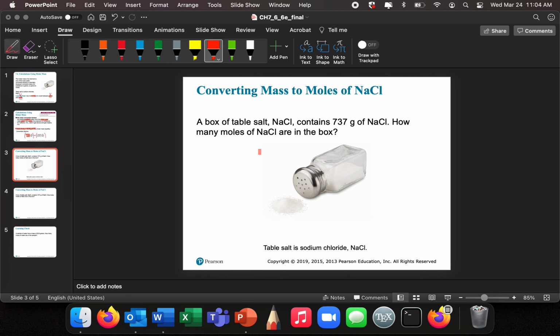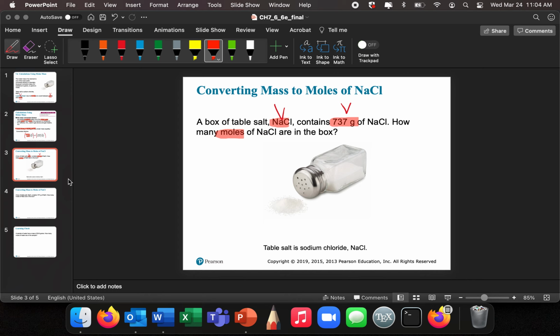Okay, so let's do it. Let's use an example here. A box of table salt, sodium chloride, contains 737 grams of sodium chloride. You know what's coming, right? If I give you that, the question is going to be how many moles. This is super common, so let's get used to it. How many moles of sodium chloride are in the box?